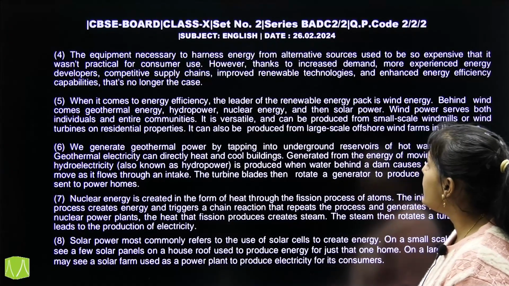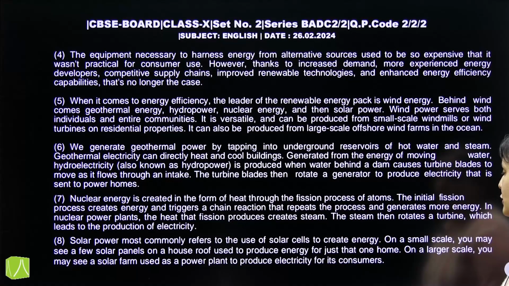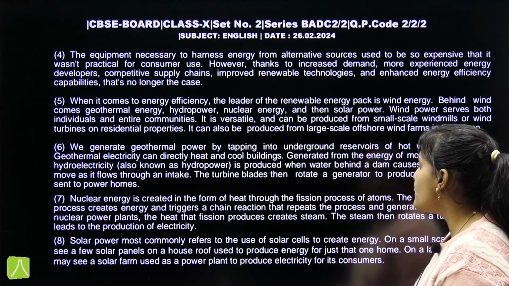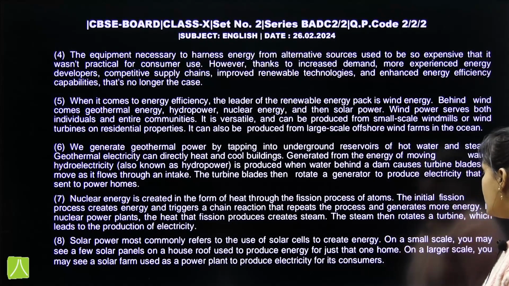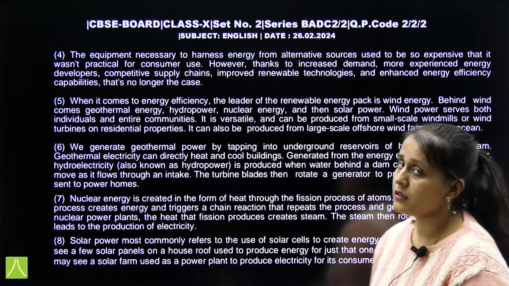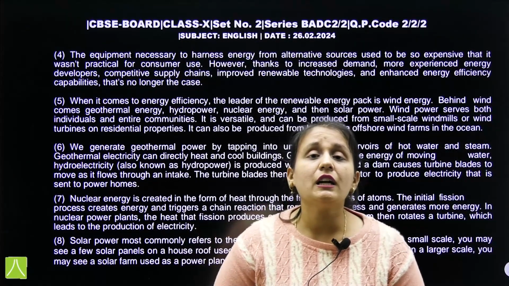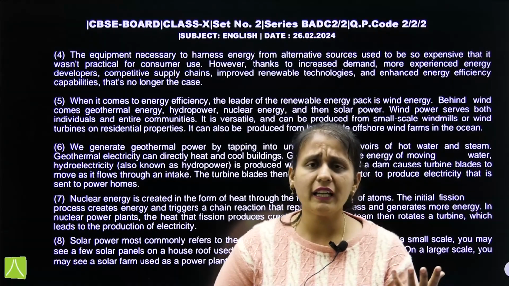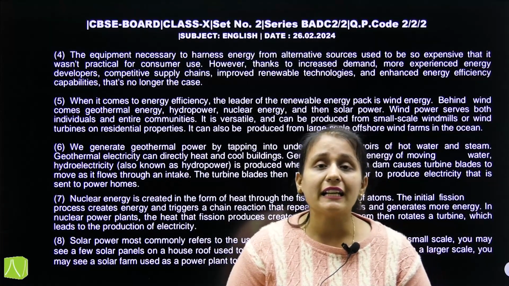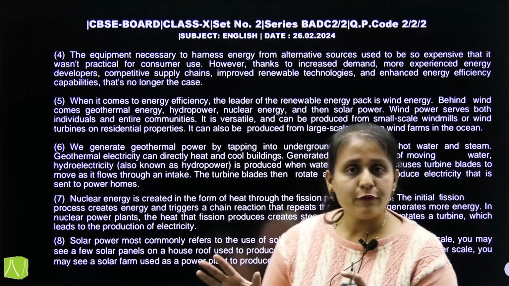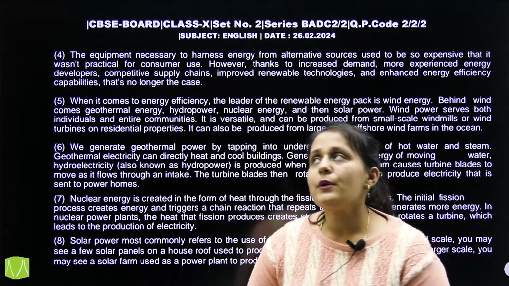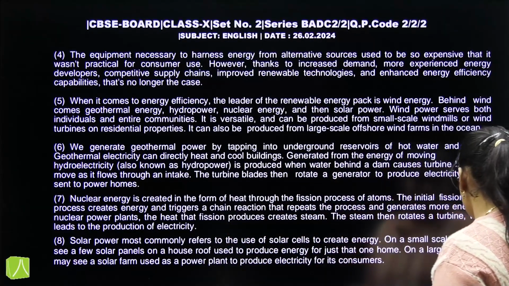Solar power most commonly refers to the use of solar cells to create energy on a small scale. You may see a few solar panels on a house's roof used to produce energy for just that one home. On a larger scale, you may see a solar farm used as a power plant to produce electricity for its consumers. So the last paragraph states that, with solar energy, these days we can see that homes are using it to produce electricity. So this was your very first passage which came in your board exams which took place today, and now we are going to discuss the answers for the same passage.